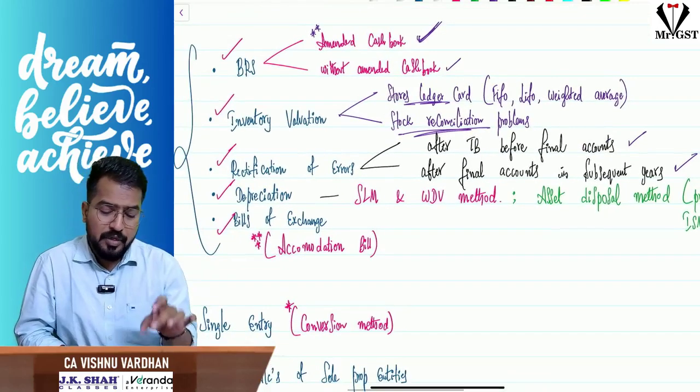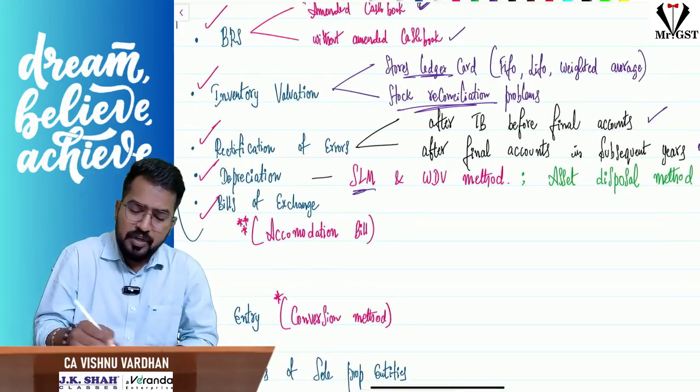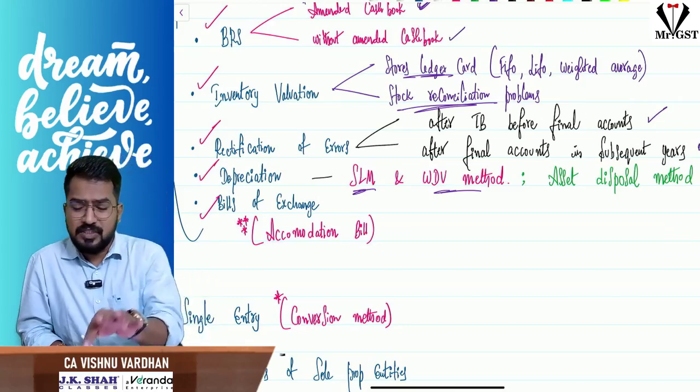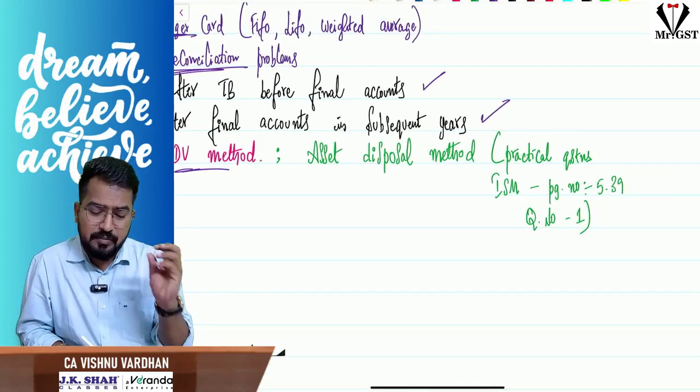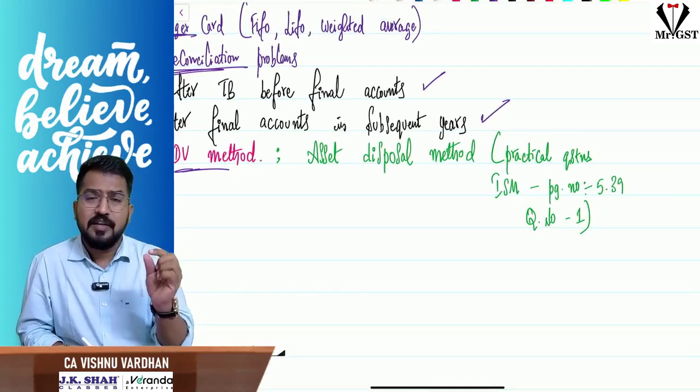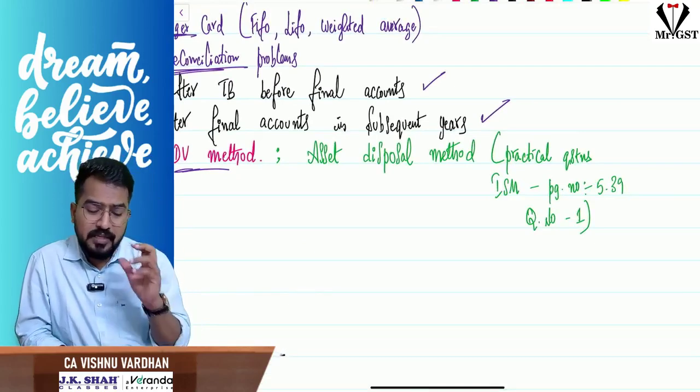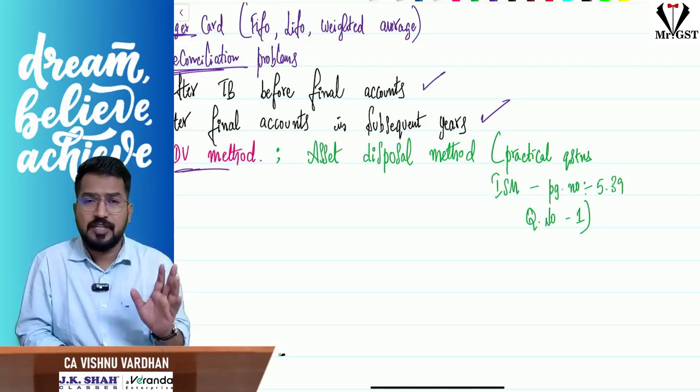And coming to depreciation, focus only on the SLM method and WDV method, which is more than sufficient. And the asset disposal method, there is one very good problem. This is the area most students neglect, but if they are trying to keep the question paper tricky, they can test this asset disposal method concept.